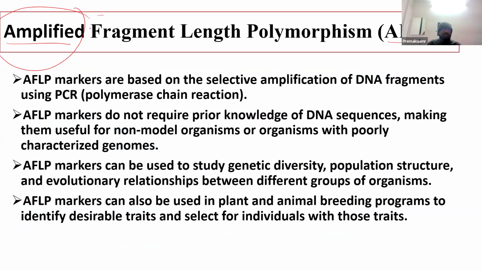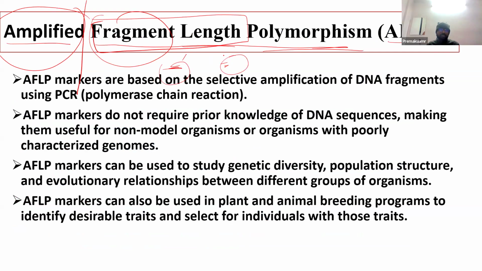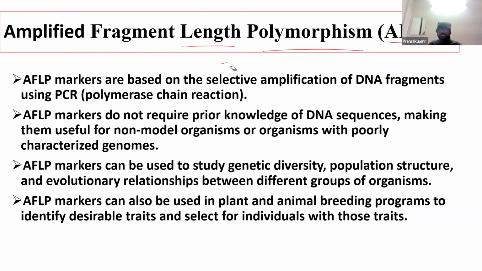Amplified fragment length polymorphism. Means you can see that it's the polymorphism. The basis of polymorphism is fragment length. Means based on the difference in the length of the fragments produced by this marker system, we are able to identify the individuals. If anybody asks you what is the genetic basis of AFLP system, it's based on the fragment length.